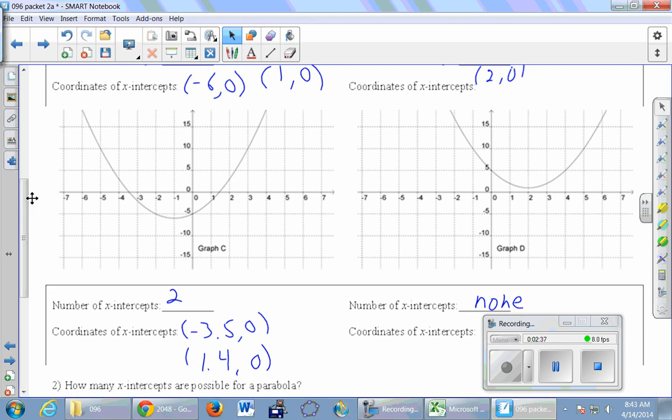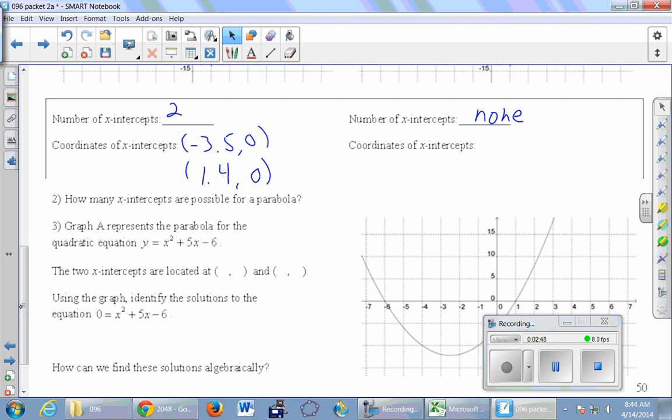So, number 2, how many x-intercepts are possible for a parabola? What's the fewest number of x-intercepts you could have? You could have none. What's the biggest number you could have? 2, and you could also have 1. But that's it. You can never have any number besides those 3 numbers. So 0 or 1 or 2.